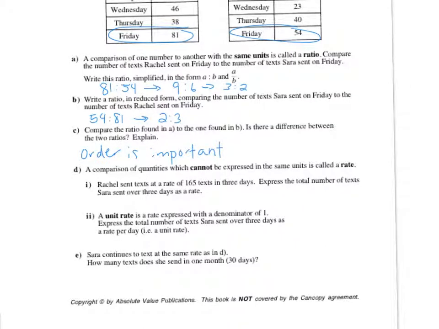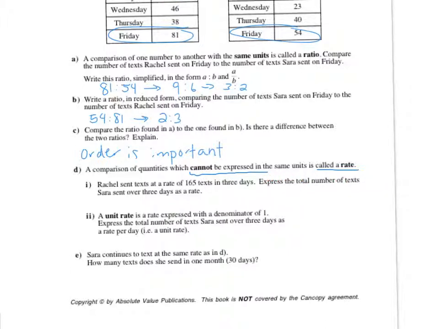Okay, let's move on here. A comparison of quantities which cannot be expressed in the same units is called a rate. Now you might know things such as your rate of pay, or the price per liter of gas. But we're going to use the same set of data. So Rachel sent texts at a rate of 165 texts in 3 days, and that is just these numbers added up. That's 165.